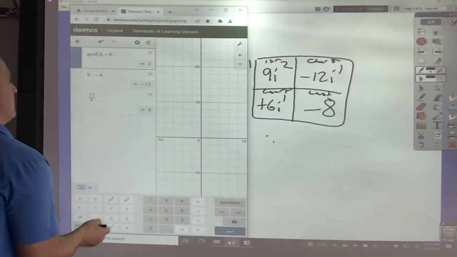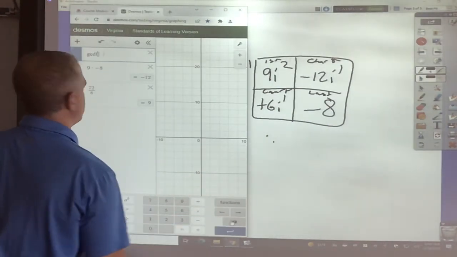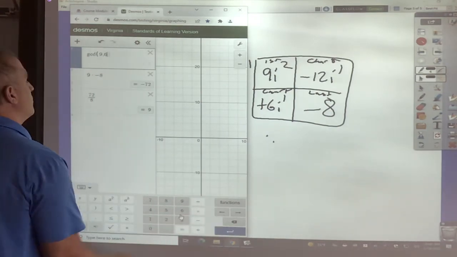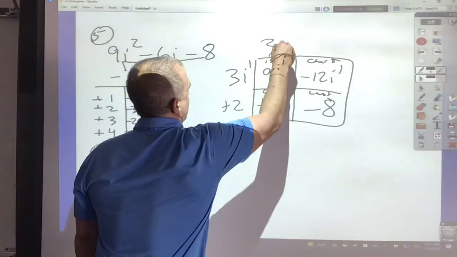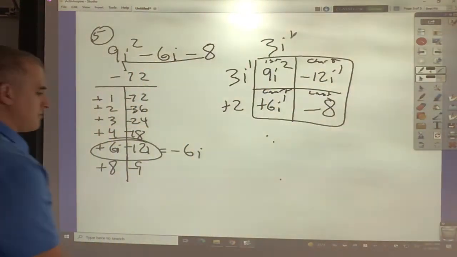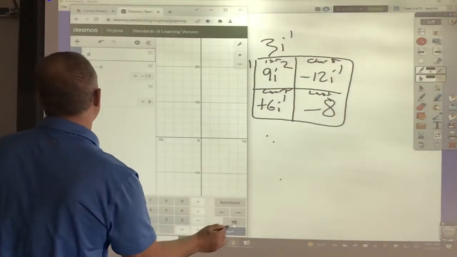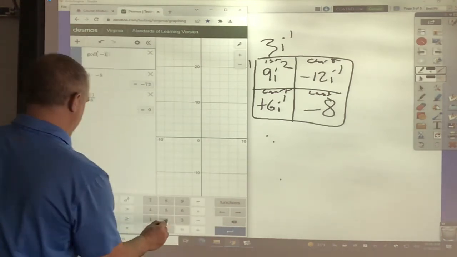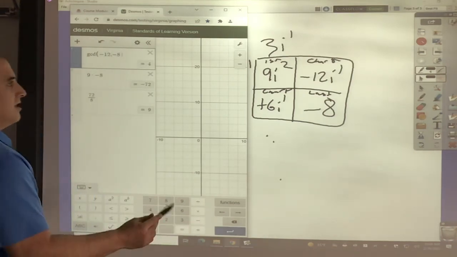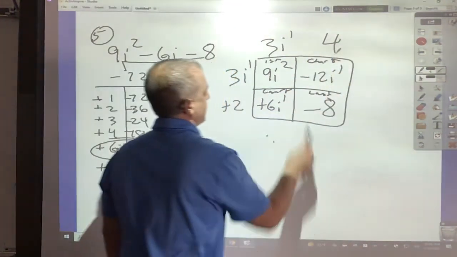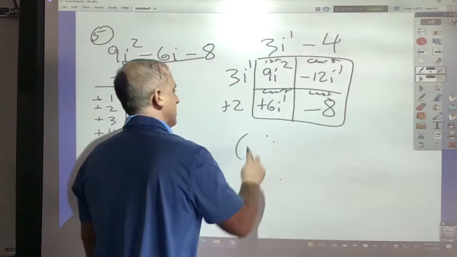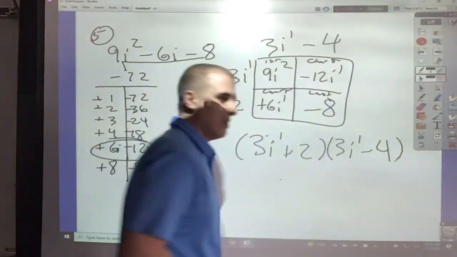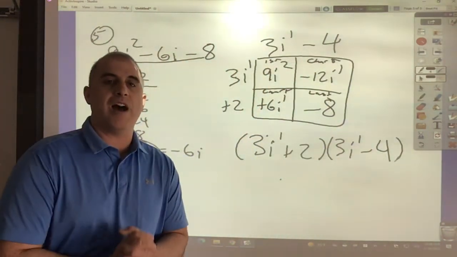Now, once again, go through and do your GCFs. Please do. 9 comma 6, which would be 3. i squared, i1, i1. Then I got negative 12 and negative 8. Negative 12, comma, negative 8 is going to be 4. Since that is a minus, that has a minus, no i. So I got 3i to the first plus 2, 3i to the first minus 4. Okay, and that is how you would deal with negatives.